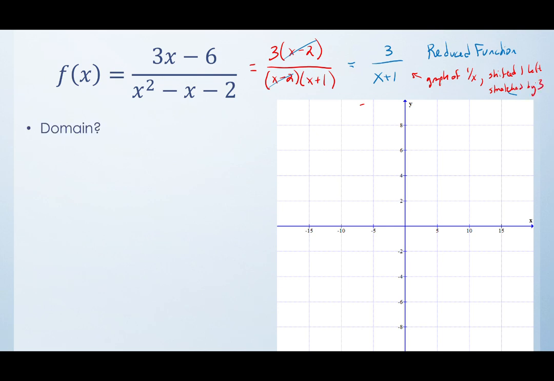Okay, so what's our domain on this one? We are going to have to throw out 2 because there's a hole there. We know that. Sorry, +2 and -1.